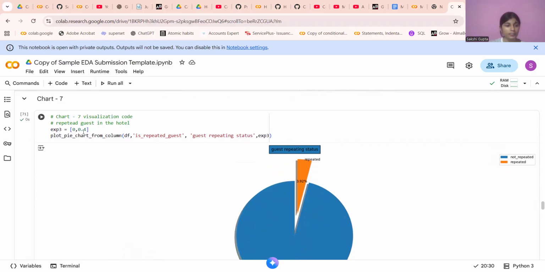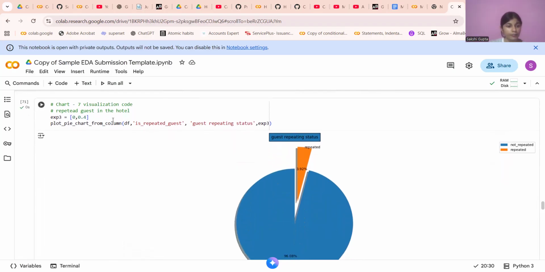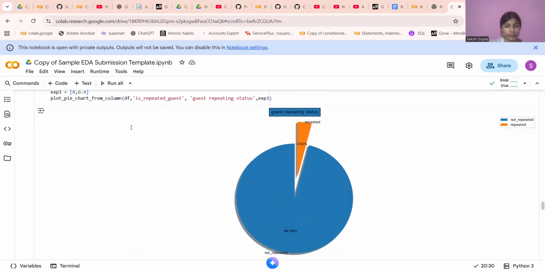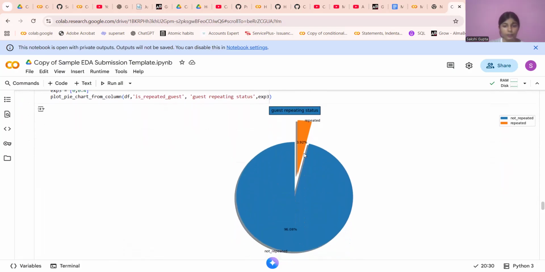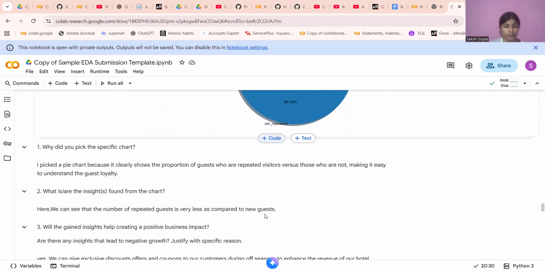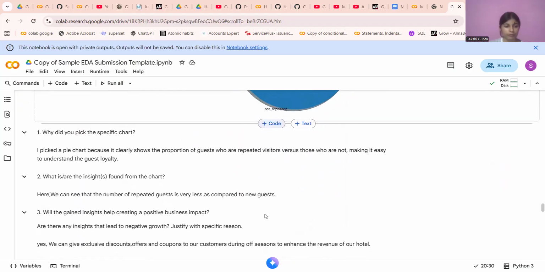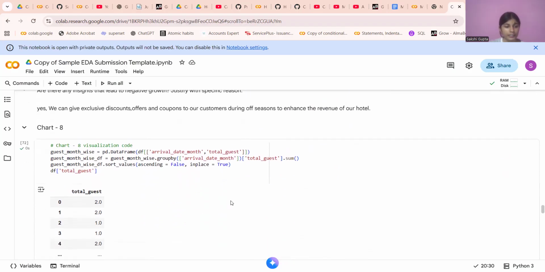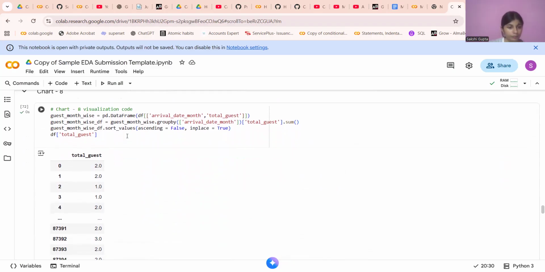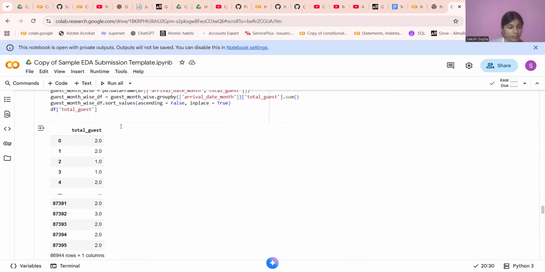Fourth chart is repeat guests in the hotel, that is a pie chart. Here we see 3.92% is repeated and 96.08% is not repeated. The eighth chart is, this is guests month-wise.